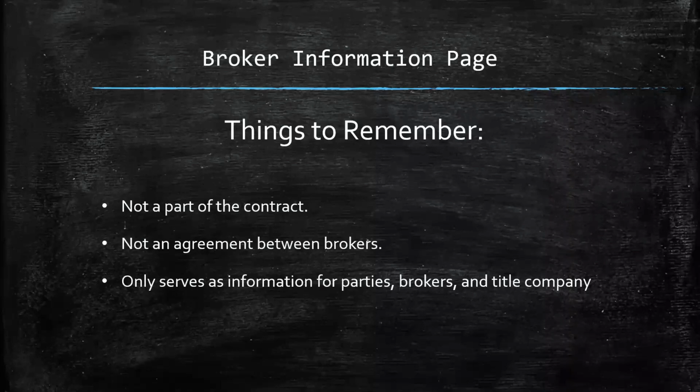It is not a part of the contract. It is not part of the agreement between buyer and seller. It is not an agreement between the two brokers or brokerages because neither the agent nor the broker nor anyone signs the 1-to-4 contract other than buyer and seller. So the brokers are not making any promises to each other on page 10 or anywhere in the 1-to-4 contract. The broker information page only serves as a source of information for the parties, for the brokers, and for the title company.